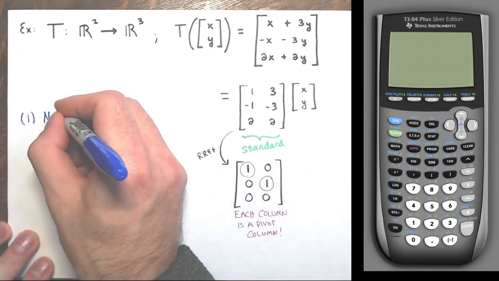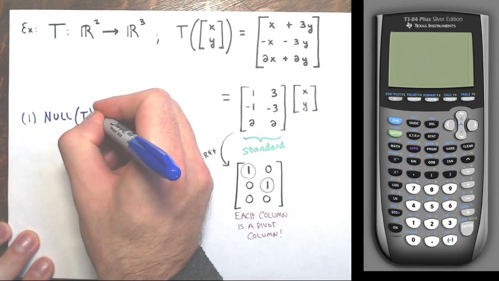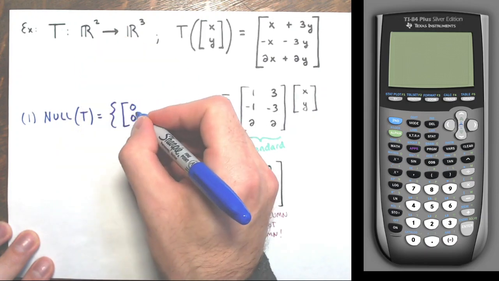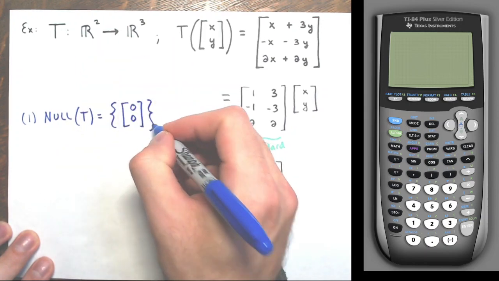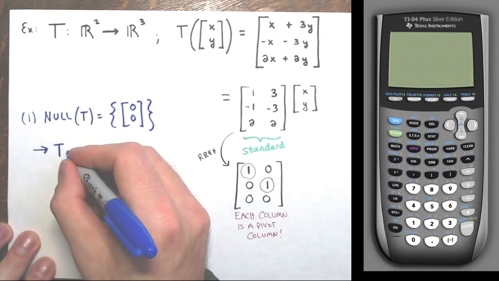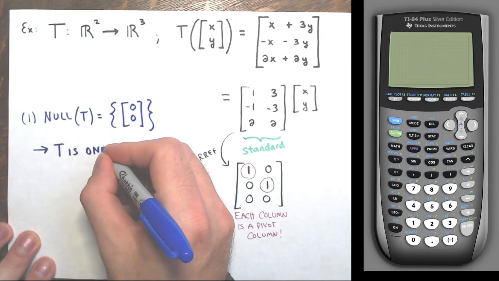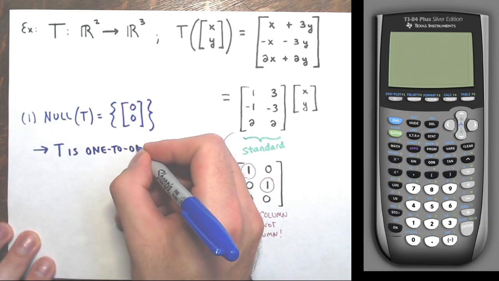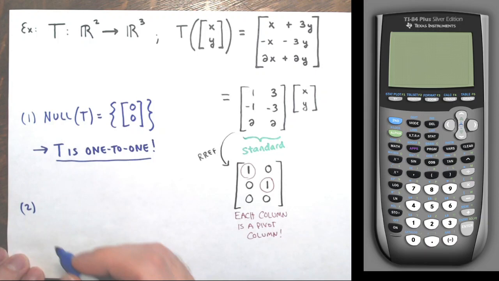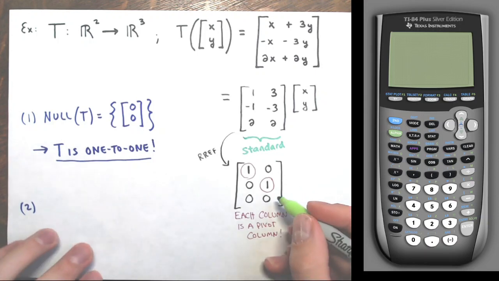So the null space here of this transformation is just that set with the zero vector from R2 that would map to the zero vector from R3. And since that is the case, and this is a linear transformation, right? Again, that rule I mentioned earlier, this only applies to linear transformations. This transformation must be 1 to 1. Great.